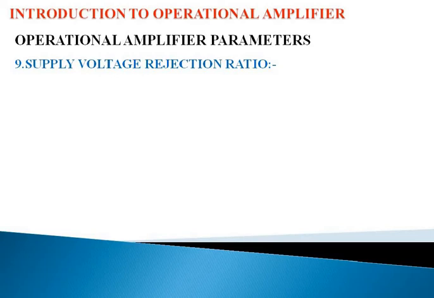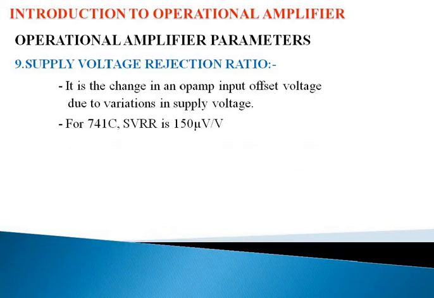Next is the supply voltage rejection ratio. It is the change in an op-amp input offset voltage due to the variations in supply voltage. That is, in practical case, as the supply voltage varies, the input offset voltage will also vary. Actually, that should not happen. For 741C, its value is 150 microvolt per volt. So, for a good op-amp, its value should be very low.